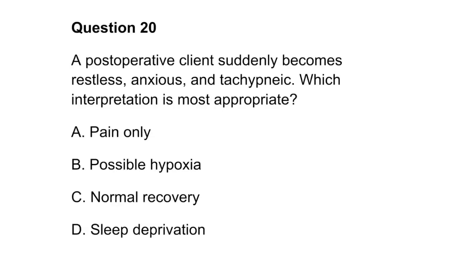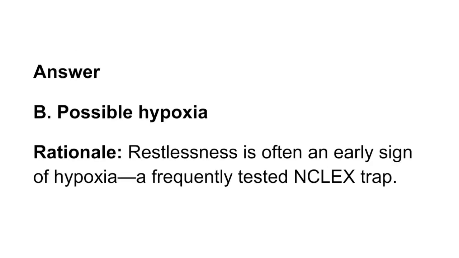Question 20. A postoperative client suddenly becomes restless, anxious, and tachypneic. Which interpretation is most appropriate? A. Pain only. B. Possible hypoxia. C. Normal recovery. D. Sleep deprivation. Answer: B. Possible hypoxia. Rationale: Restlessness is often an early sign of hypoxia, a frequently tested NCLEX trap.